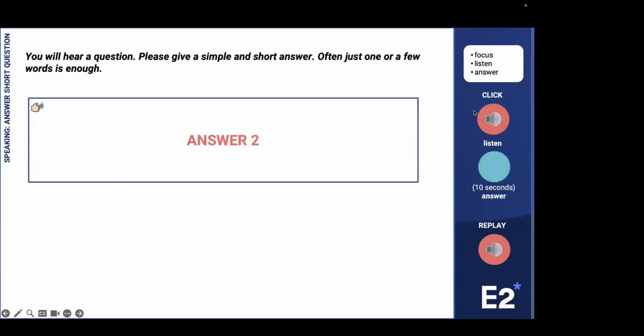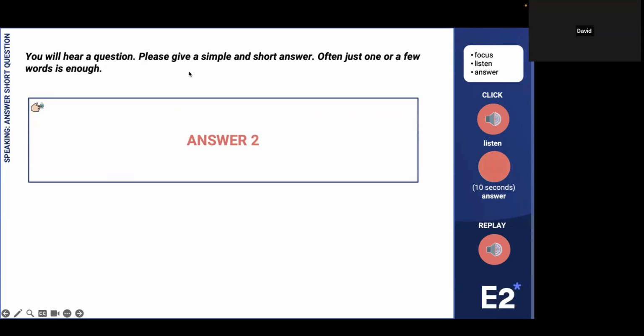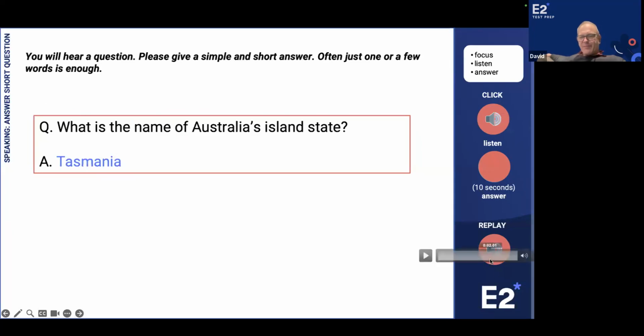Second one. Focus, listen, and respond. What is the name of Australia's island state? Okay, we love the state. It's my favorite place. Did you know it? Tasmania.